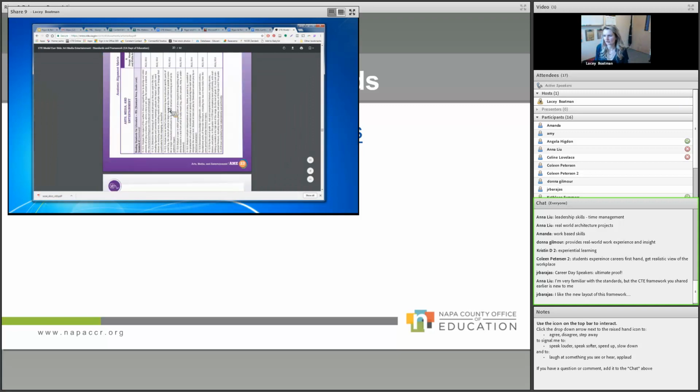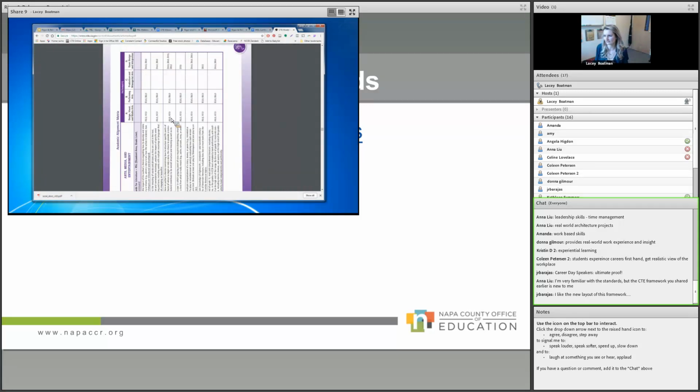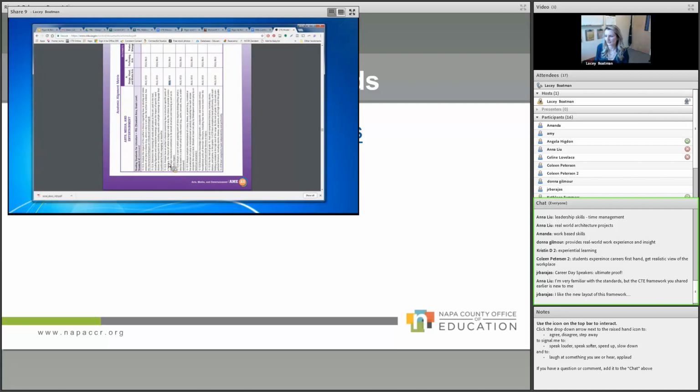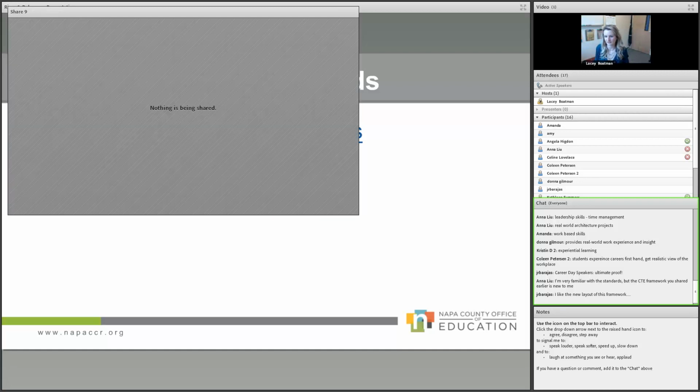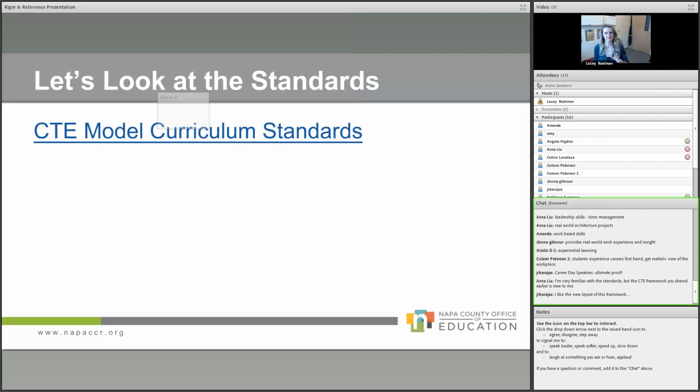And this helps show the rigor of CTE as well. If we're looking at A6.0, we can see that it aligns with this reading standard and it matches with it. So this matrix can really help share with others the rigor of our CTE courses. And it can help if you have two teachers, a CTE teacher and a core academic teacher who are trying to align, to look at the alignment matrix.